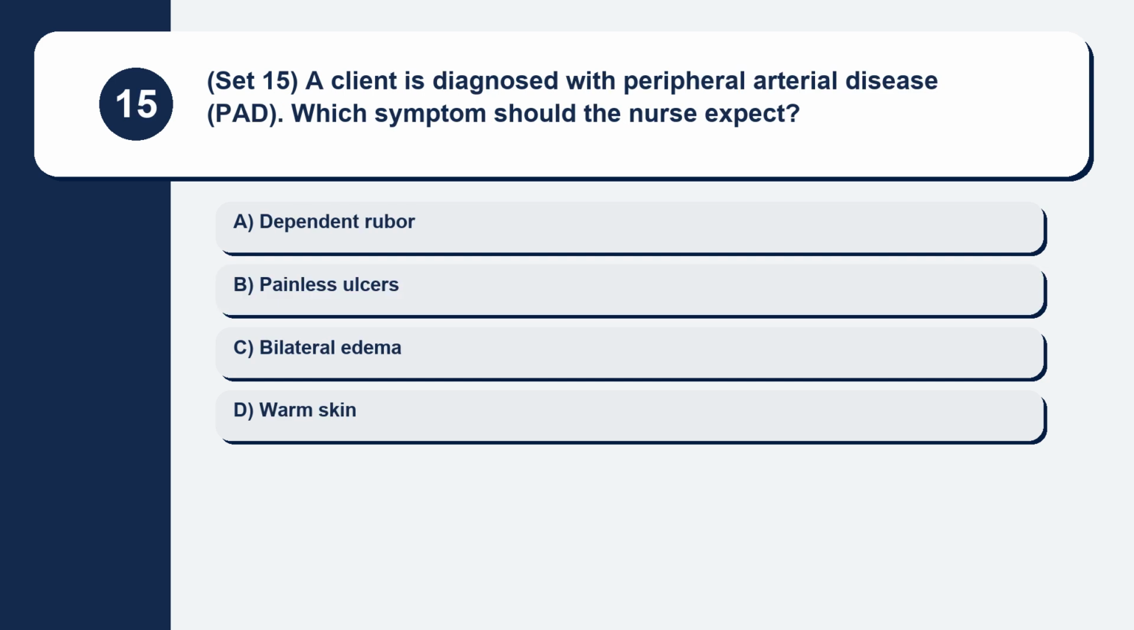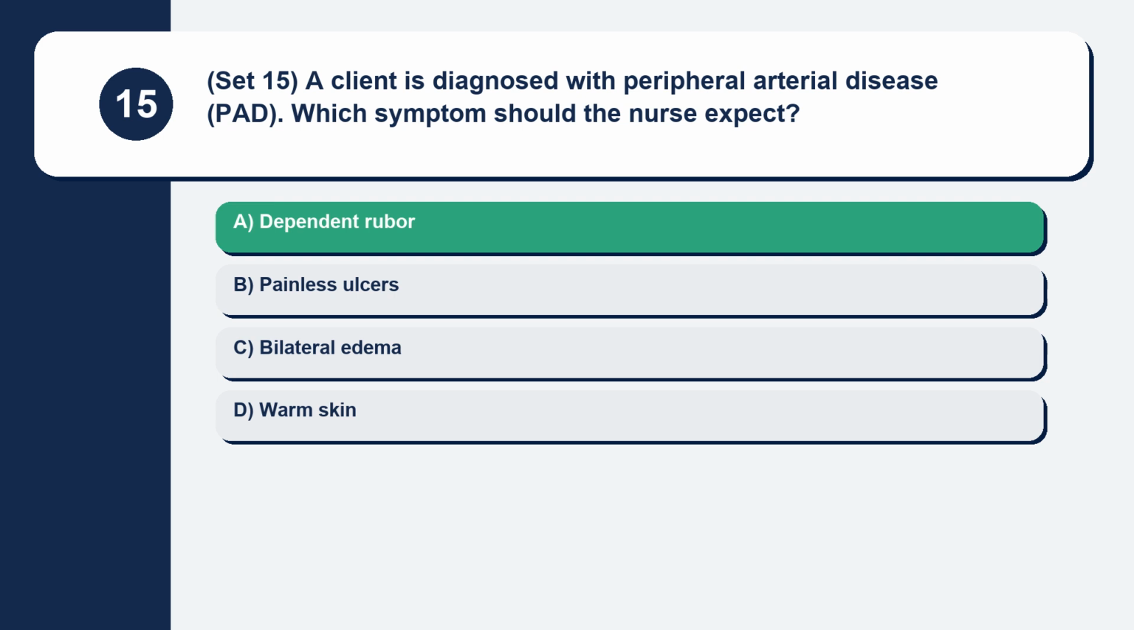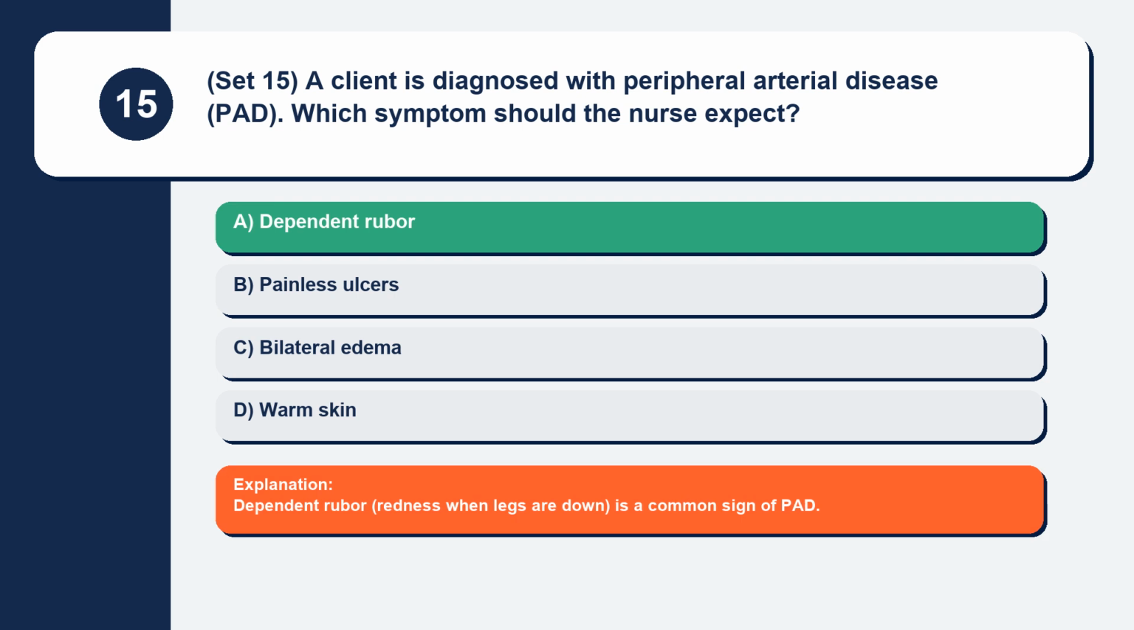Question 15, Set 15. A client is diagnosed with peripheral arterial disease, PAD. Which symptom should the nurse expect? Dependent rubor, painless ulcers, bilateral edema, warm skin. Dependent rubor, redness when legs are down, is a common sign of PAD.